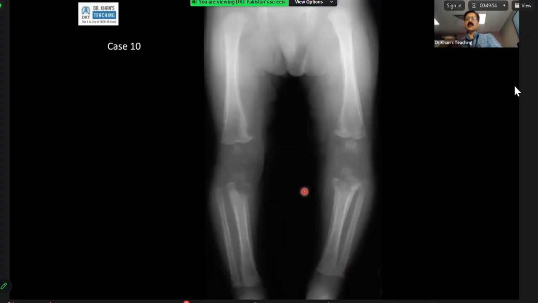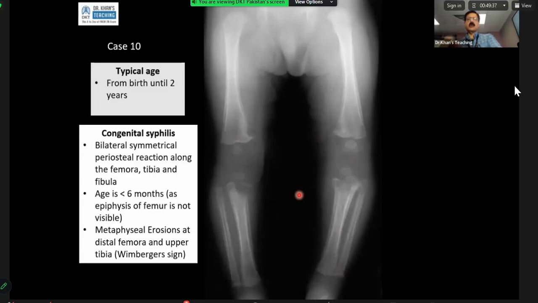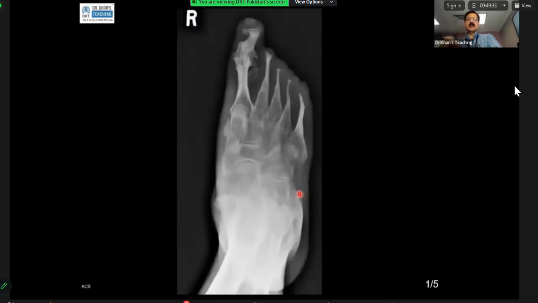So indirectly, you're telling the examiner that I did consider these things in my differential, but I have ruled them out. In the end, you will say that the findings are pathognomonic for congenital syphilis. End of story. And if the examiner drills you, you will stay firm. So this is congenital syphilis and nothing else.